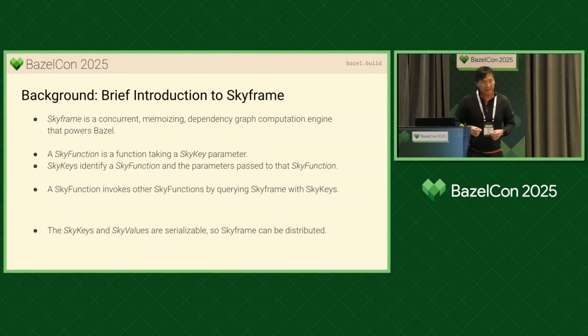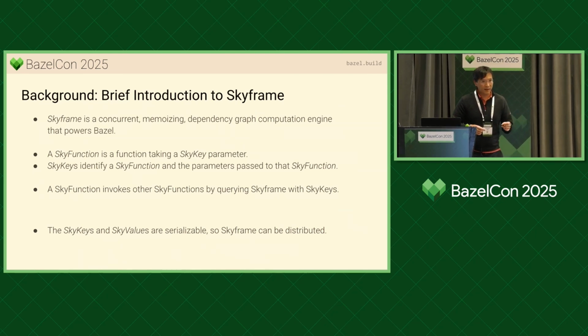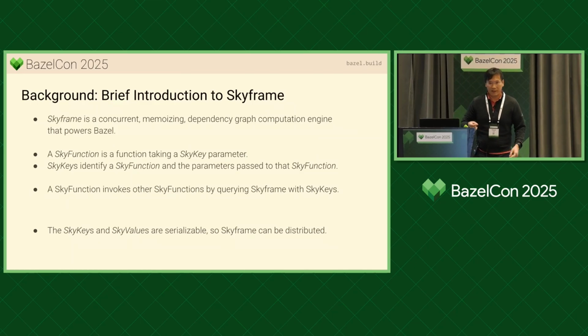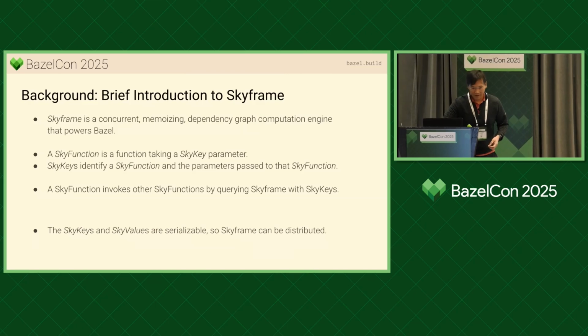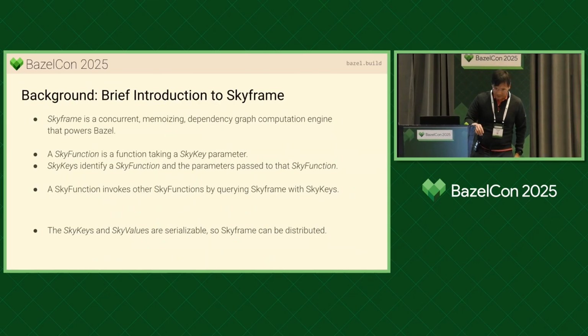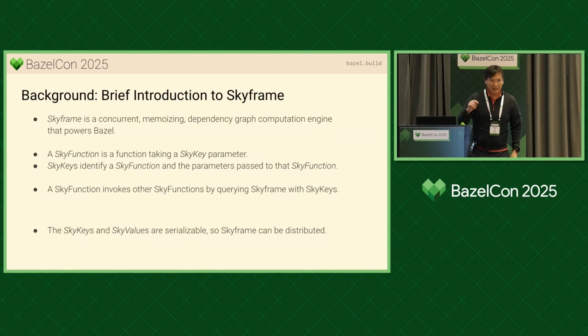And then there are Sky keys. A Sky key is basically a function name plus its parameters. And then Sky functions can call each other recursively. So you can get these really nice build graphs. Sorry, one more point on this slide. Sky keys and Sky values are serializable. We have custom serialization code that works on all execution and analysis values.